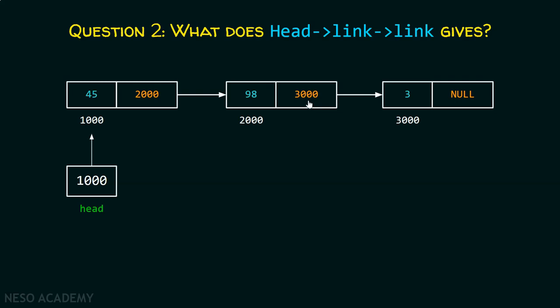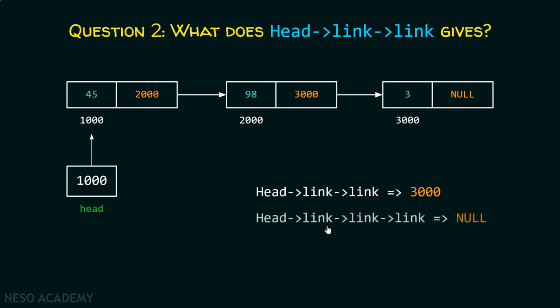I'm not even moving my head pointer. I'm not even using any other pointer, but still I would be able to access the link part of the second node of the list. So head link gives the address 3000. Similarly, head link link link gives null. That is, we are accessing the link part of the third node. So with the help of head pointer, we can access the complete list. So if this part is clear to you, then there is no problem in understanding method number 2.